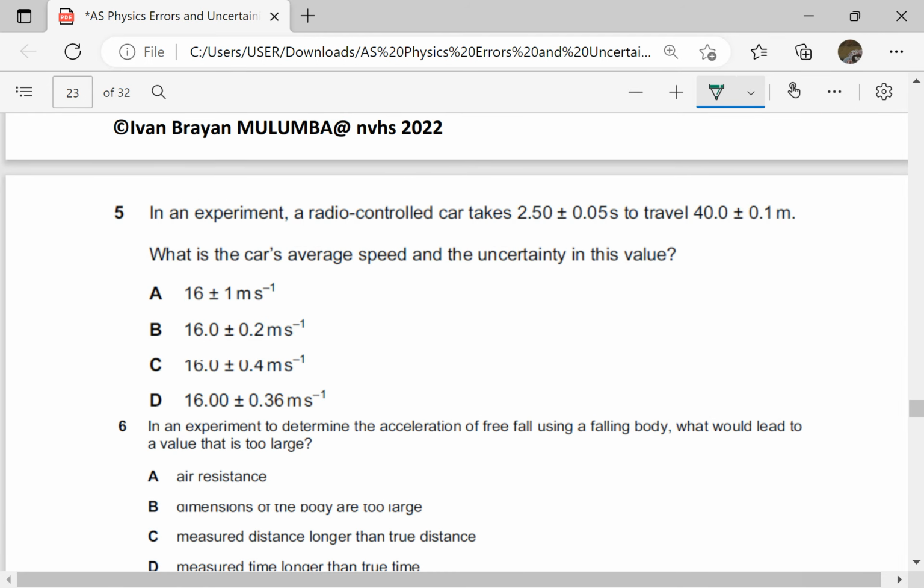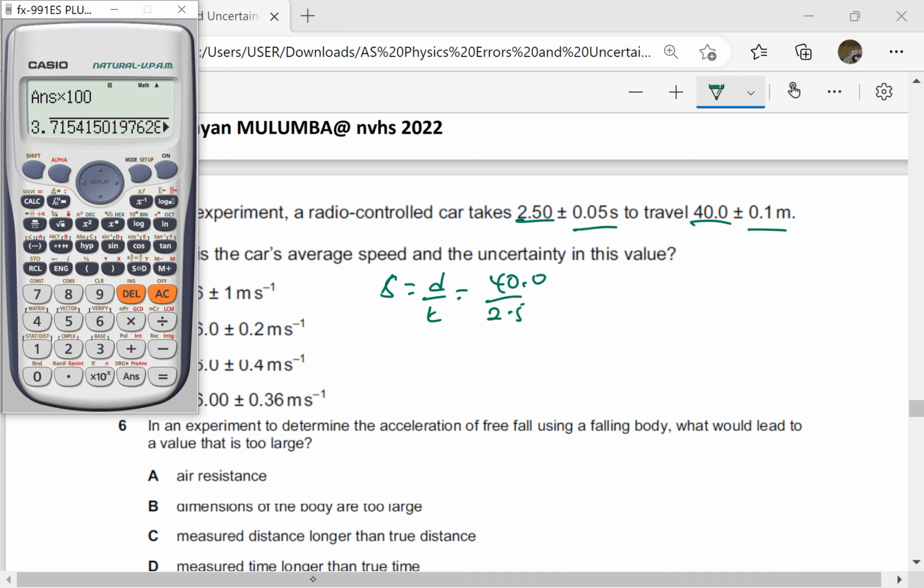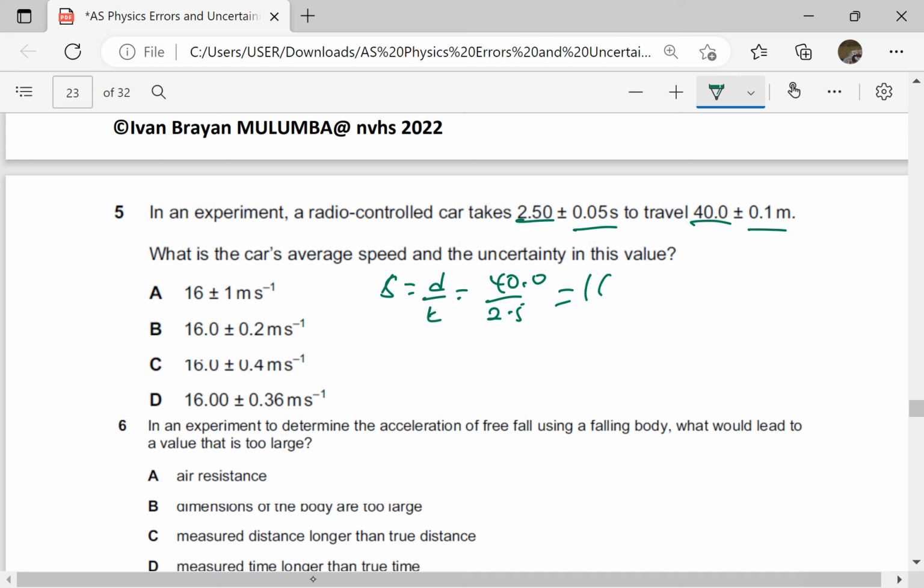In an experiment, a radio-controlled car takes 2.50 plus or minus 0.05 seconds to travel 40.0 plus or minus 0.1 meters. What is the car's average speed and the uncertainty in this value? So average speed is going to be the distance over the time. So that is 40.0 divided by 2.5. I think the answer is 16. I don't even need to check that. 16.00 meters per second. I want the uncertainty.